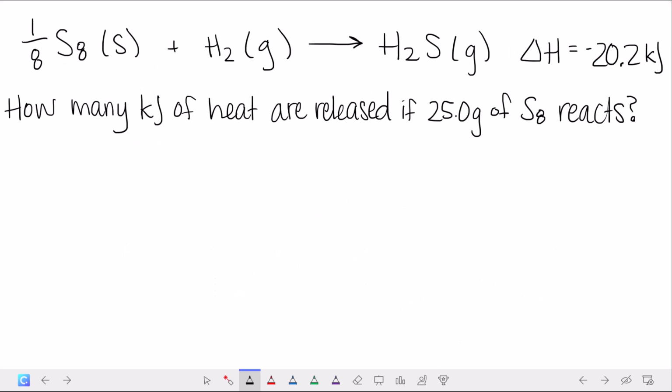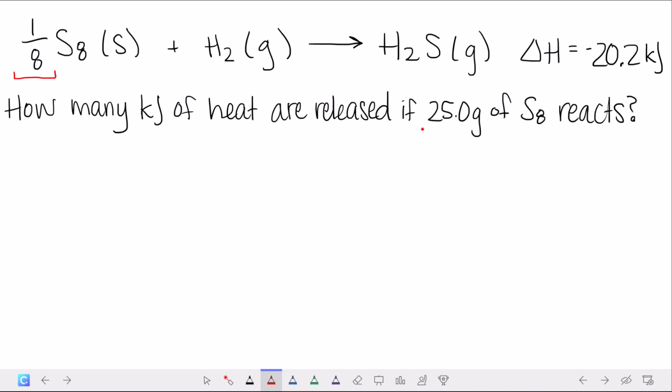Now, just for good measure, I put one more example here, so we can get a little extra practice with our thermochemical stoichiometry. I didn't feel like making a new slide, I just pulled this out of the textbook, so bear with me on the presentation of this. We have our balanced equation and its associated change in enthalpy, and we want to know how many kilojoules of heat will be released if 25 grams of elemental sulfur reacts. Here we have an example with one of these funky fractional coefficients, but we're just going to treat this like any other coefficient.